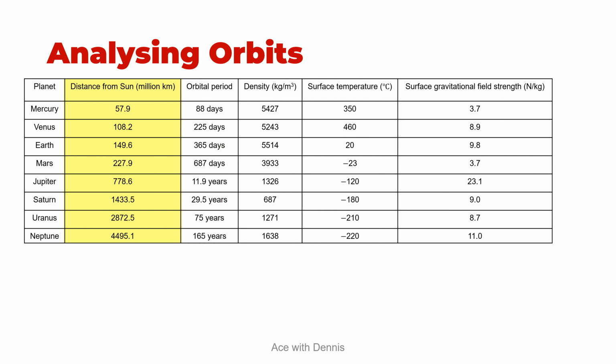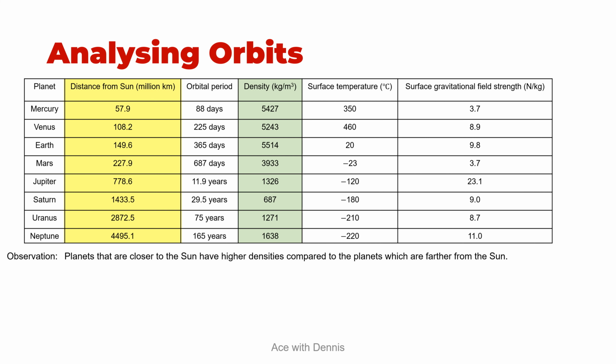Next, let's compare the distance from the Sun and the densities of the planets. As you can see here, the planets that are closer to the Sun have higher densities. So our observation is planets that are closer to the Sun have higher densities compared to the planets which are farther from the Sun.